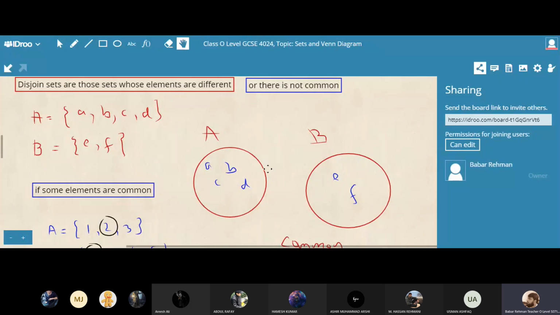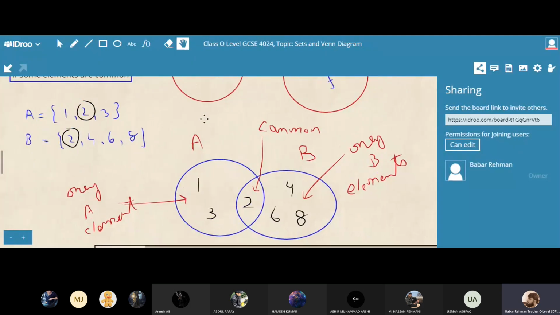That is why this is the reason we have drawn this diagram separately. Okay. If some elements are common, then what will we do?